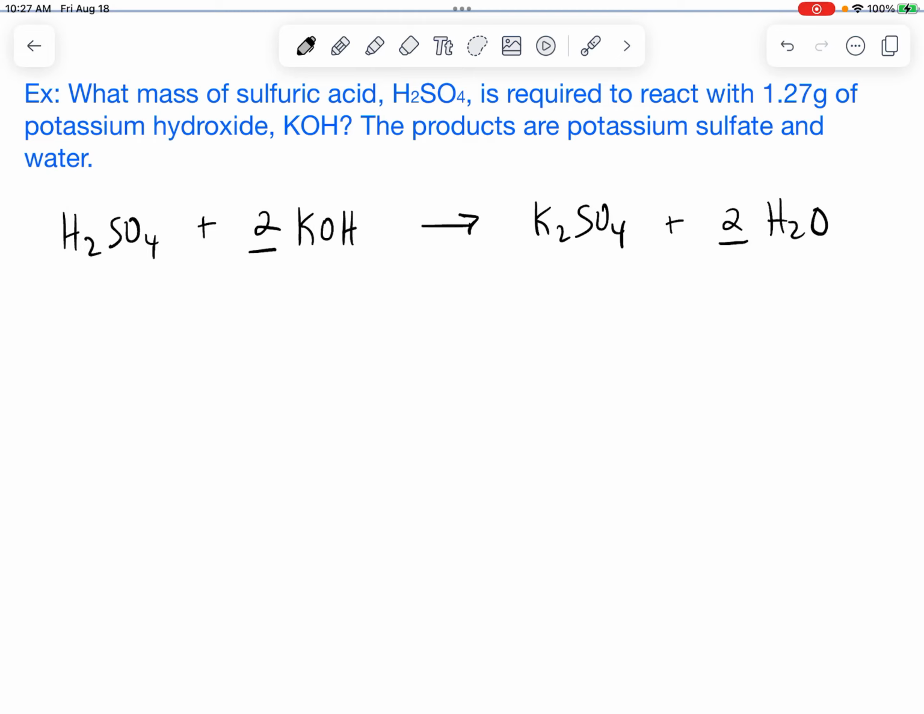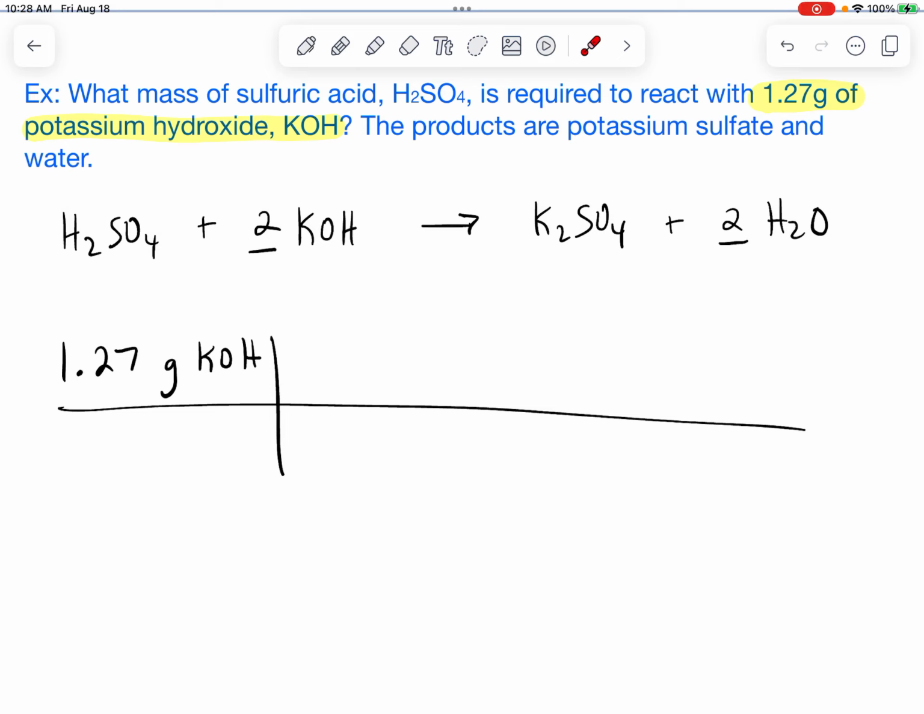Now, I use a T-chart method, and with a T-chart method, we always start with the value that we are given in the problem. So, in this case, we are given 1.27 grams of potassium hydroxide. So we need to start with that. We're going to start on the left here, 1.27 grams of KOH, and then we are going to start our T-chart.